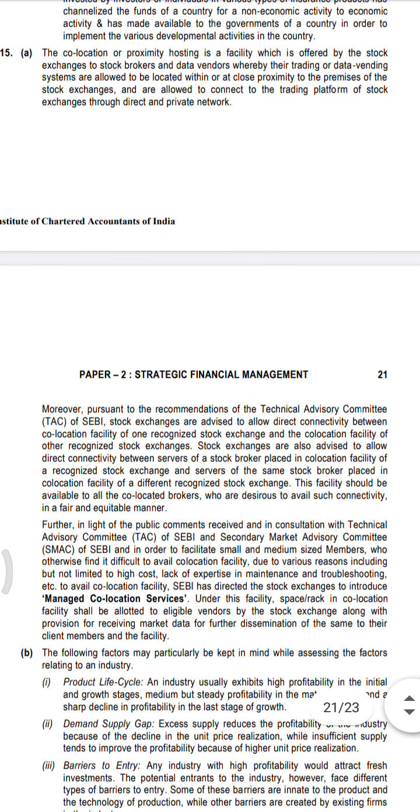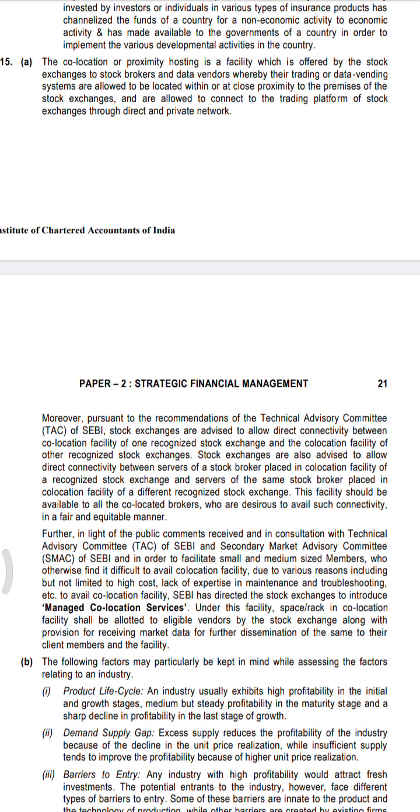Co-location or proximity hosting in a facility. Co-location or proximity hosting is a facility which is offered by the stock exchange to stockbrokers and data vendors, whereby their trading or data vending systems are allowed to be located within or at close proximity to the premises of the stock exchange and are allowed to connect to the trading platform of stock exchange through direct and private network.